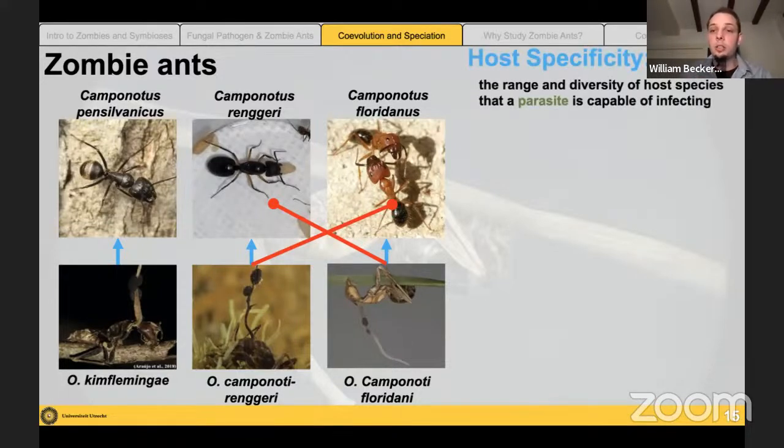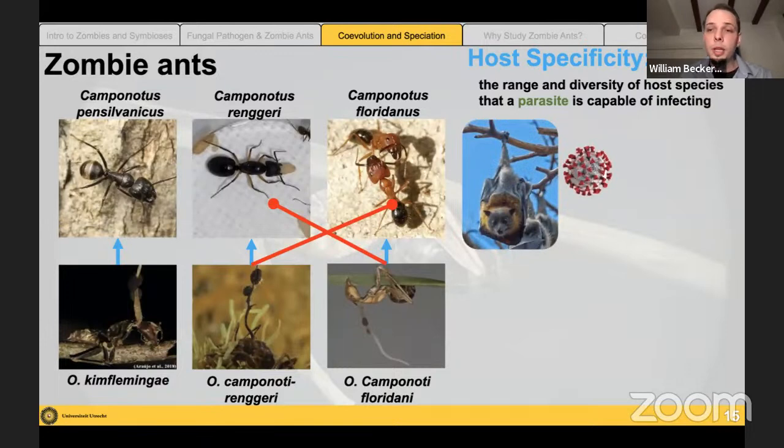Host specificity is just defining how many hosts you can infect. If you're very host specific, like the Ophiocordyceps are, you might only be able to infect one species, even if it's very similar to other species of ants. If you're more generalist, you might be able to infect lots of different insects. There are pathogenic fungi like Beauveria bassiana, which can infect pretty much all insects. So it's a very generalist fungus.